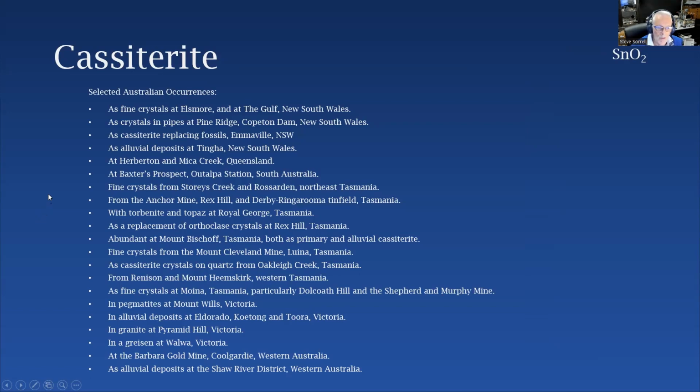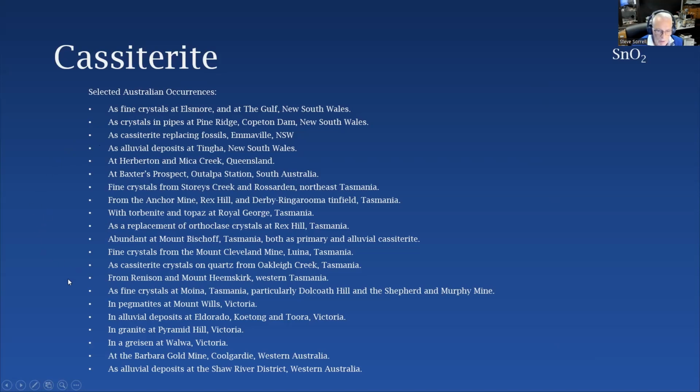Moving on to cassiterite. Cassiterite, or tin mines, I should say, are relatively common on the east coast of Australia. There's quite a lot of granites running from Queensland all the way down through to Tasmania. And so what I've done here is listed quite a few of the occurrences. Probably the key ones here are the New England area in New South Wales, and places like Ellesmere, where you get quite large crystals and very sharp and very well known.